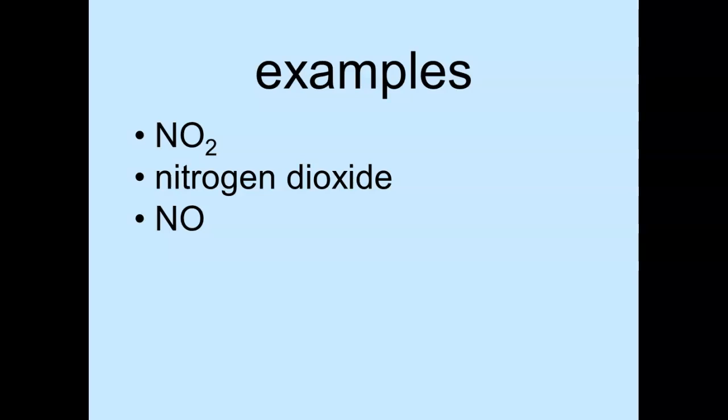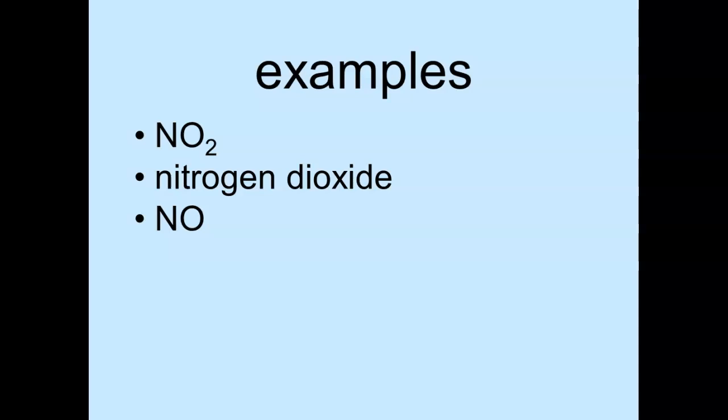NO2, there's only one nitrogen, so we don't do mononitrogen. We don't do nitride. Some new students want to put nitride because that's what we were doing when we did ions. But it's just nitrogen, and then you need the 2, so dioxide.